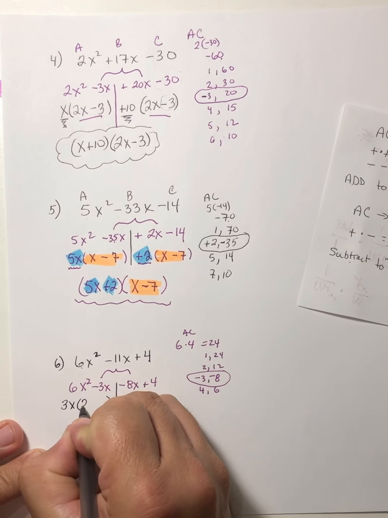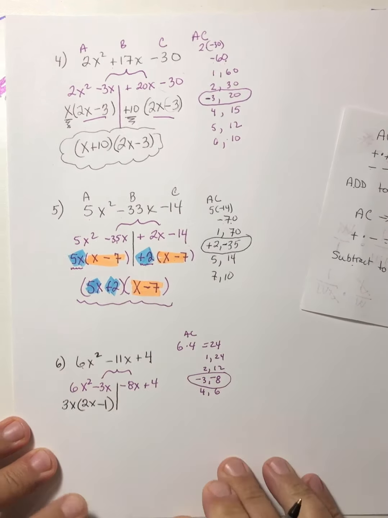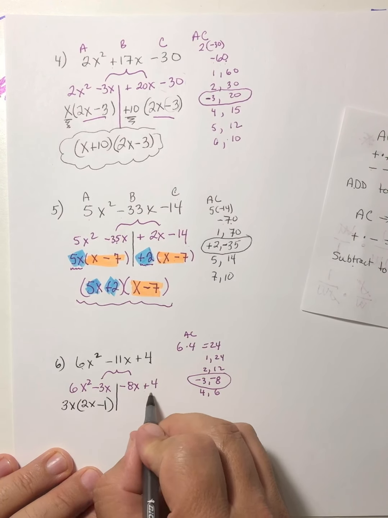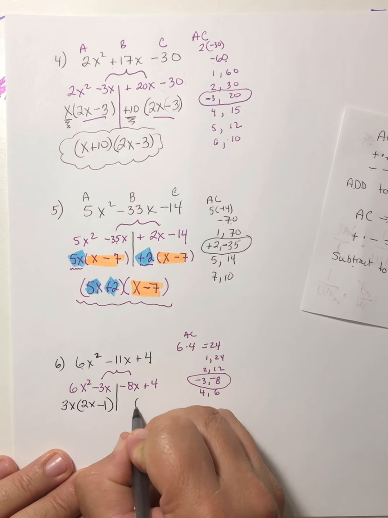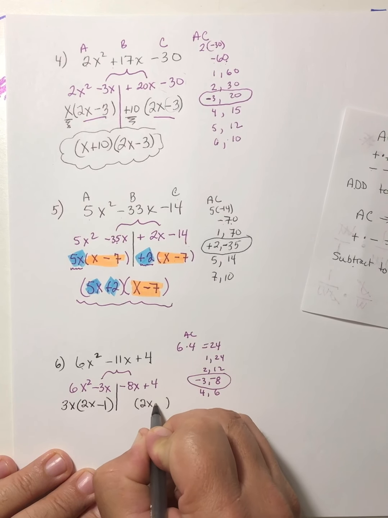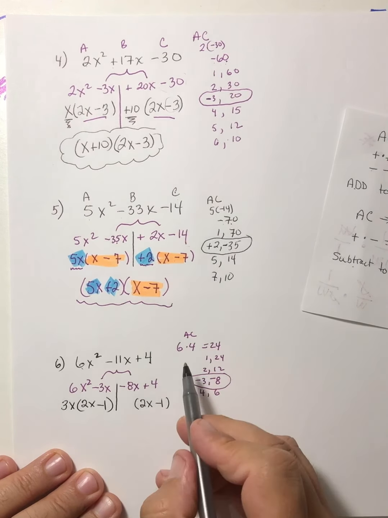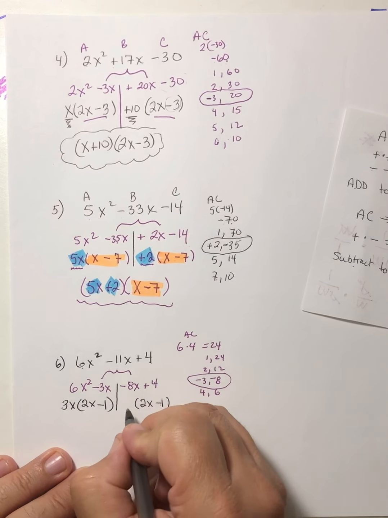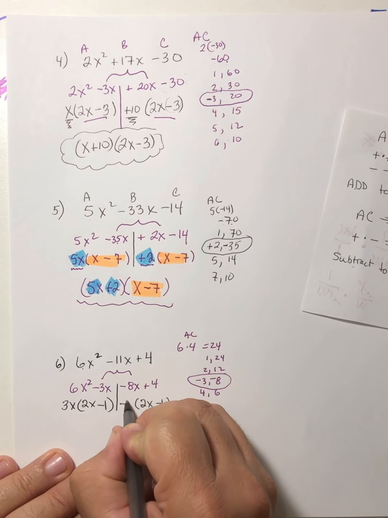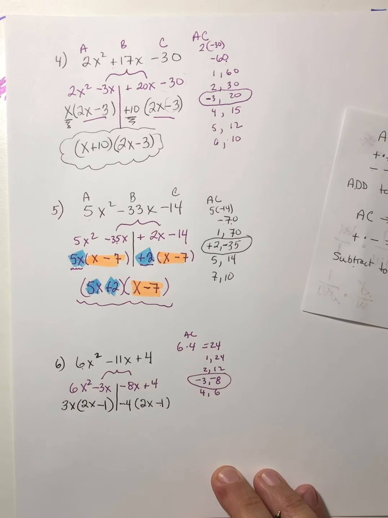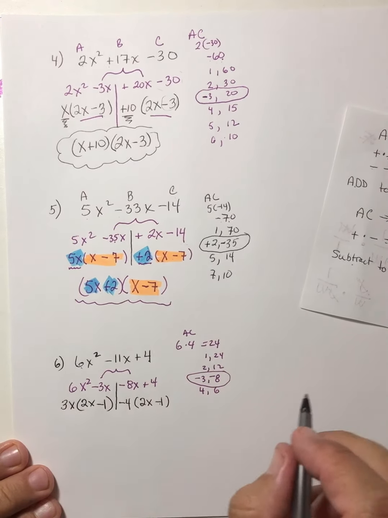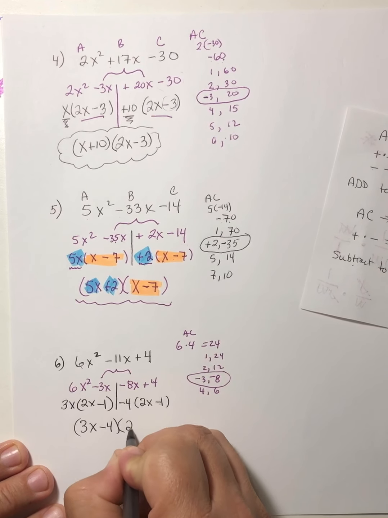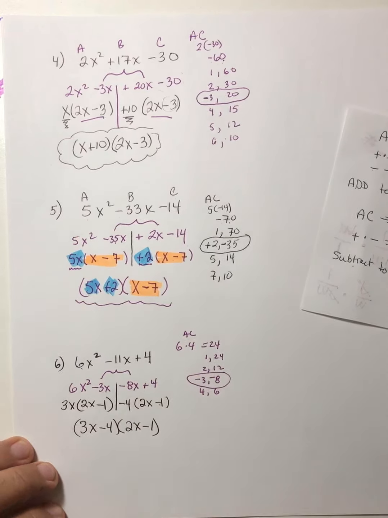All right, so we have 2x minus 1. Then over here, what's the GCF? Or do your little trick. You know it has to be 2x minus 1. How many times is 4 divided by negative 1? That's right, negative 4. And now we're done. So we have 3x minus 4, and we have a 2x minus 1.